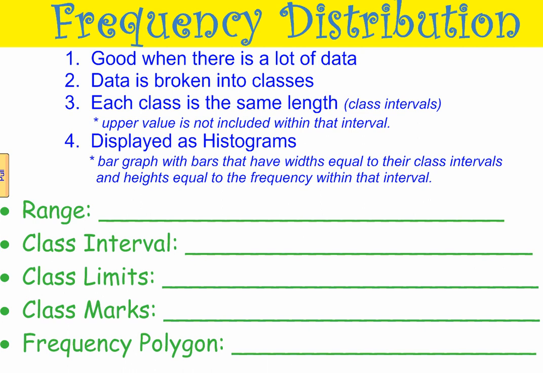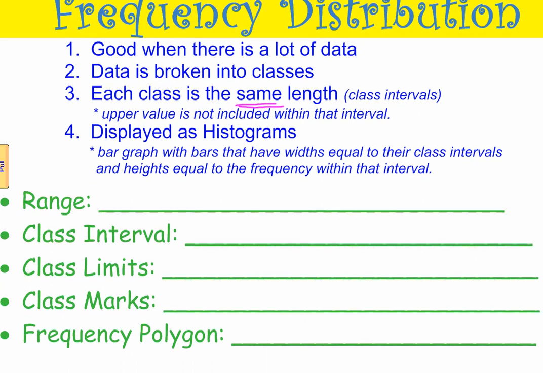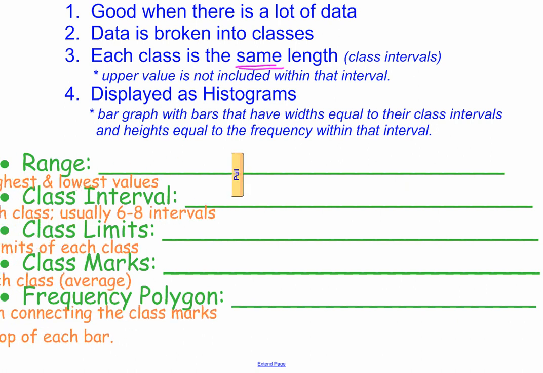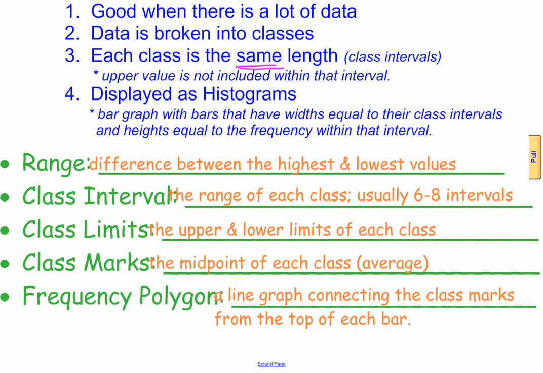Let's do some definitions of frequency distribution. Good when there's a lot of data. Data is broken into classes. Each class is the same length. They're called intervals. So when we create our categories or our intervals, we want to make sure they all have the same length, whether that be over a length of 5 or 10 years or 10 points like that previous example. And then we're going to display our results in a histogram, which is really simply a bar graph, with the widths of the bars being equal to your intervals.